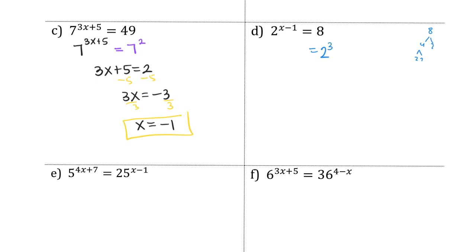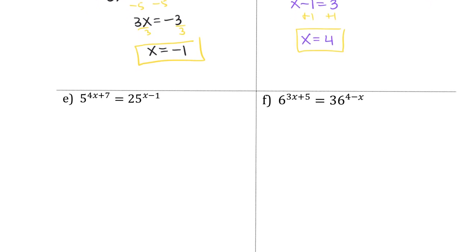Okay, if I make this 2 to the third, and this is 2 to the x minus 1, now they have the same base. So now I can use the property that the exponents must equal each other. And then if I add the 1 over, I get x is 4. Okay, and you don't have to check them, but again, these should make sense. If I plug 4 back in the original, 4 minus 1 is 3, 2 to the third equals 8. It works.